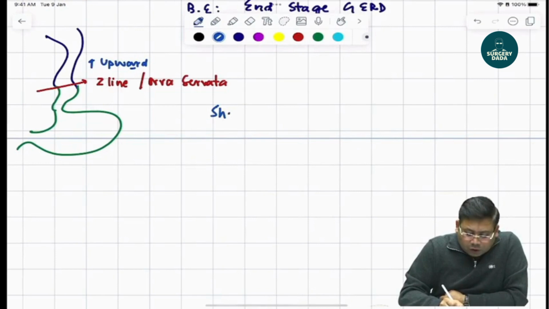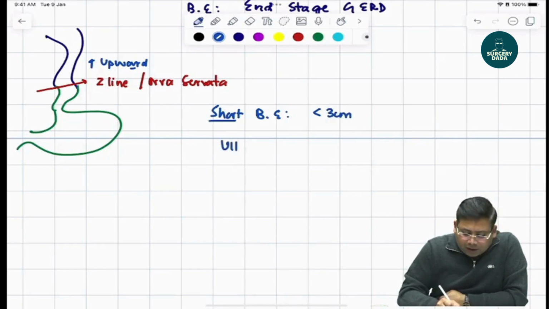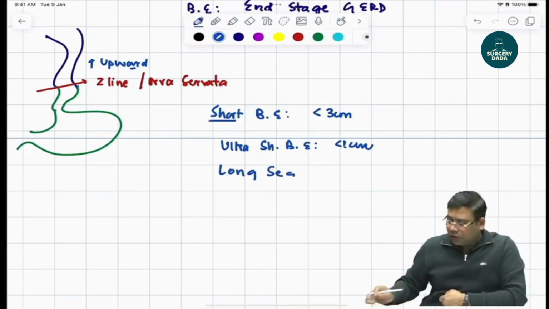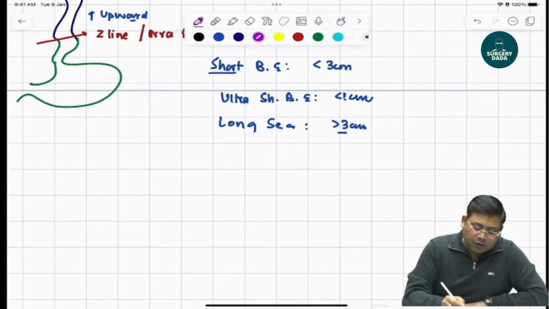So what is short segment Barrett's esophagus? Less than 2 centimeters, or you can say less than 3 centimeters, is short. What is ultra short Barrett's esophagus? When we talk about ultra short, it is less than 1 centimeter. What is long segment Barrett's esophagus? Long segment Barrett's esophagus is more than 3 centimeters. So these are 3 important things that you need to understand.